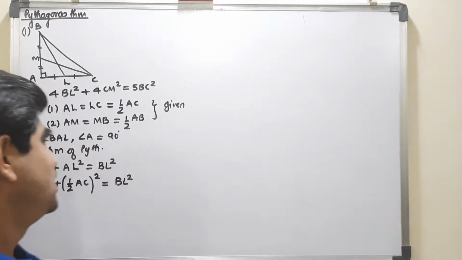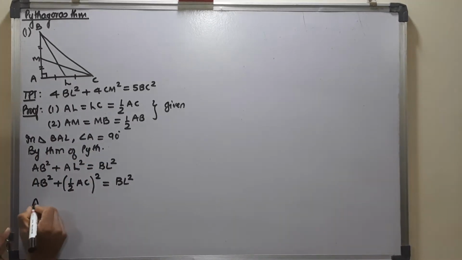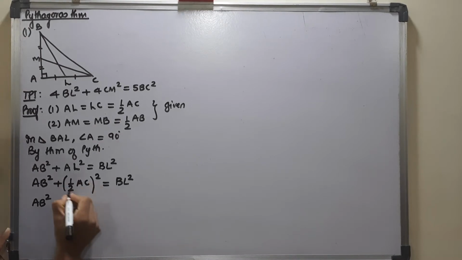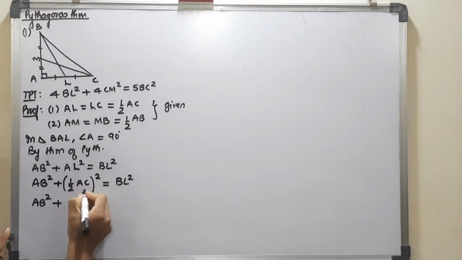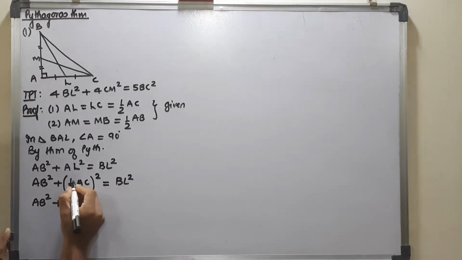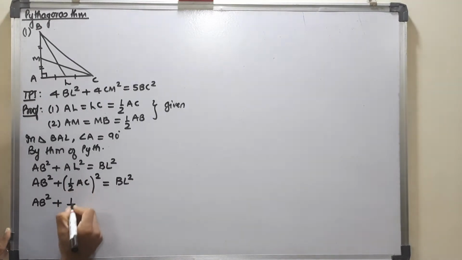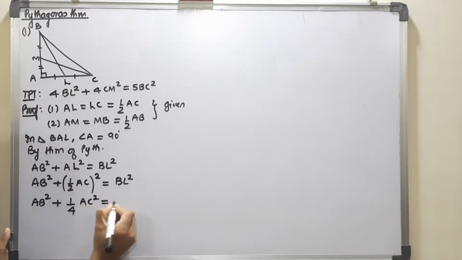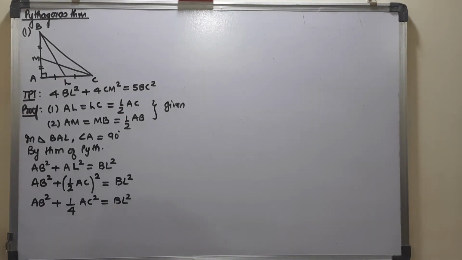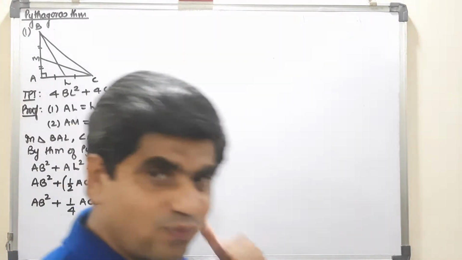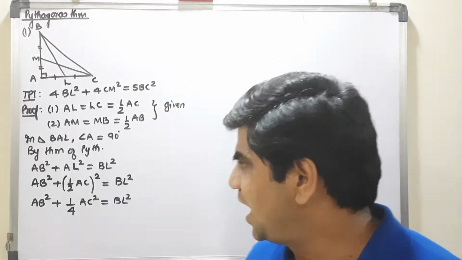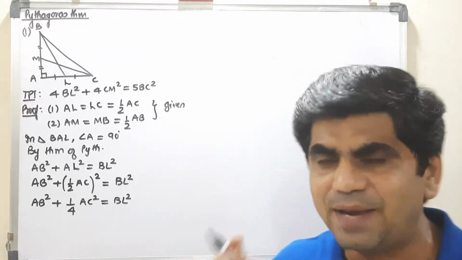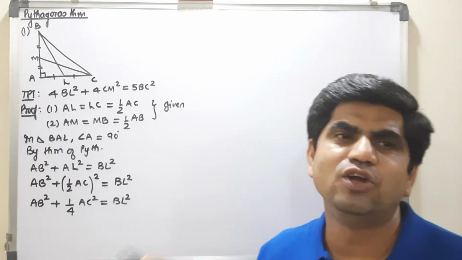Agreed? Now I write it as AB square plus, when I square this, that time there are total 2 factors over here. So 1 square will become 1, 2 square is 4, and this is your AC square is equal to your BL square. Agreed? Now this 4 which is there, that 4, as I told you, if you remember my habit, I told you, I don't keep numerical denominators.